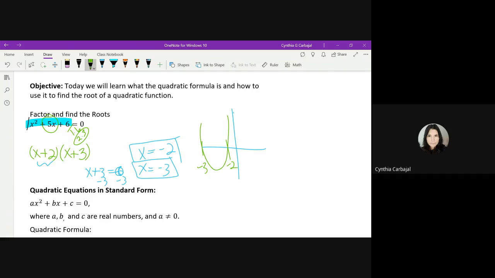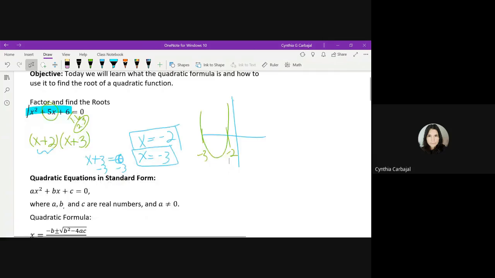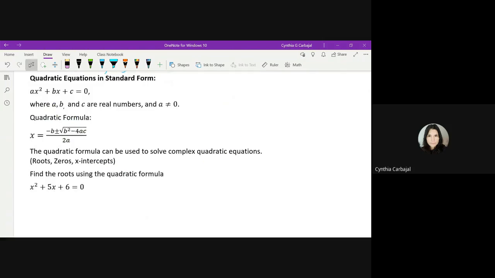All right. Now, what we're going to learn today is how to find the same thing, but not by factoring. We're going to use the quadratic formula. Now, the reason why we use the quadratic formula is that not every quadratic equation can be factored. Okay. So let's go ahead and take a look at this.